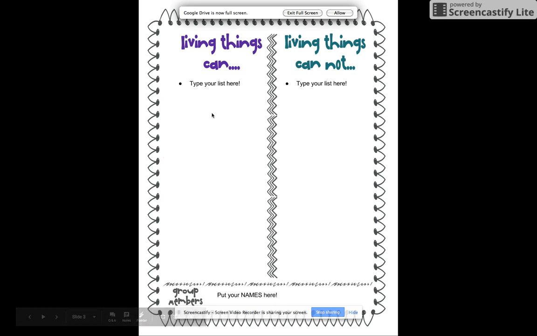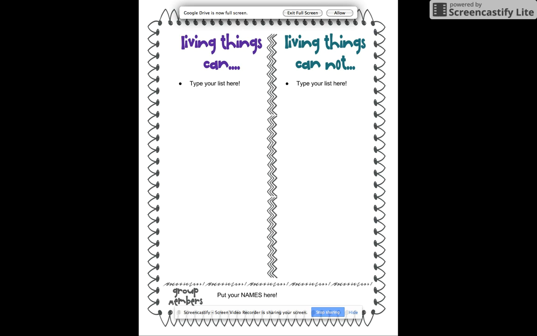And then as a group, since you'll all have access to it on the device, if there is someone in your group who doesn't have technology privileges, they can have someone else do typing for them. What you're going to do is just click and type in the boxes of what you think living things can do and what you think living things cannot do. Now, a time limit is going to be set on this. I want you to be very clear and have good discussion in your group. Make sure you're listening to everyone's ideas, and those ideas are recorded on the sheet.